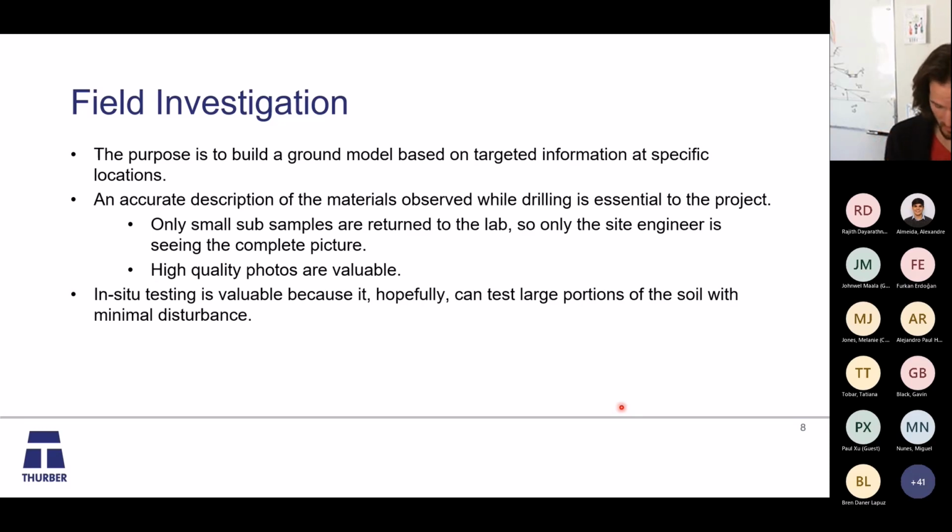And it's really important that we get an accurate description of the materials that we're observing while drilling. And typically we only bring back small subsamples to the lab. So the site engineer, whoever's out there, they're the one who's really seeing the complete picture. And if you can, high quality photos are valuable. And in situ testing is also valuable because hopefully we can test large portions of the soil with minimal disturbance, and we can get some idea of how the ground is going to behave.